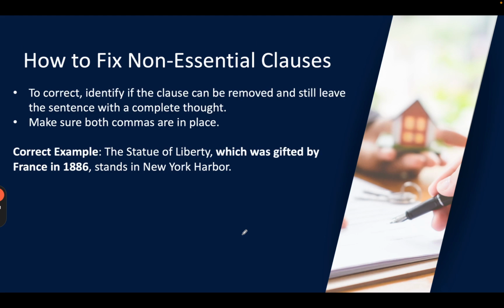How do you fix these non-essential clauses? You will identify the clause, and check if the clause can be removed or if you require that particular clause to make some sense out of the sentence. You will have to ensure this first and then start thinking if you require both the commas or not. If that part is essential, you don't require any comma. If that part is non-essential, you require both the commas, not just one.